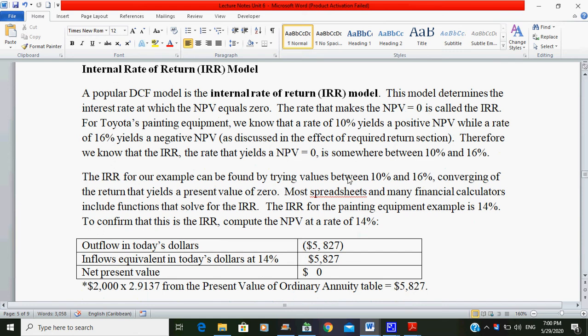The IRR for our example can be found by trying values. So IRR is done by trial and error, I must let you know, between 10% and 16%, converging on the return that yields a present value of zero. Most spreadsheets and many financial calculators include functions that solve for the IRR. The IRR for the painting equipment example is 14%. To confirm that this is the IRR, compute the NPV at the rate of 14%.